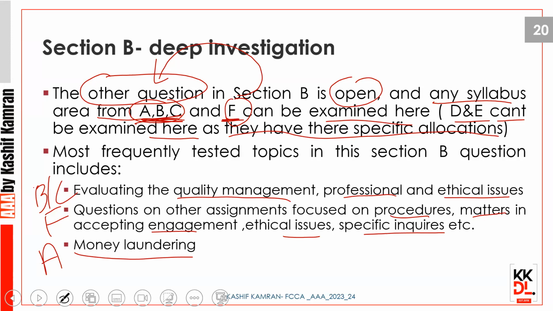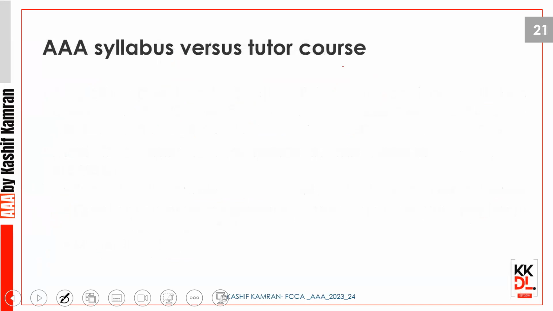So is everyone sound and clear on the structure of Section A, syllabus area D, likely topics? And is everyone clear with Section B, likely topics, which is mandatory, and how one of the questions will be set at the completion and reporting stage, and how the other question is being kept open? Okay, that's great. Now moving on and looking at how the AAA syllabus, A, B, C, D, E, F, G, is connected with my course.